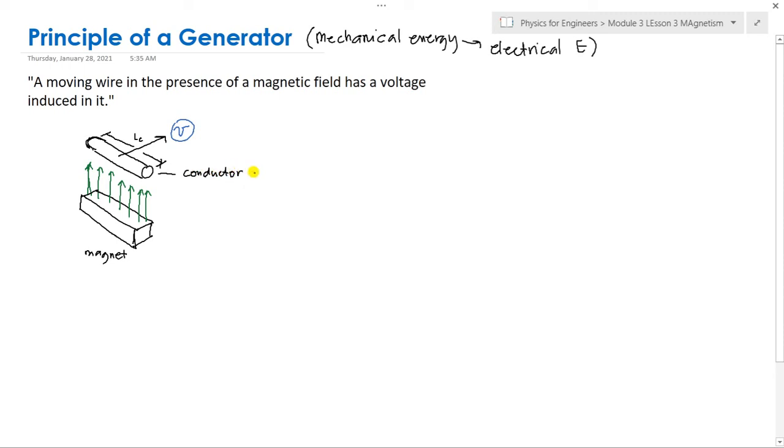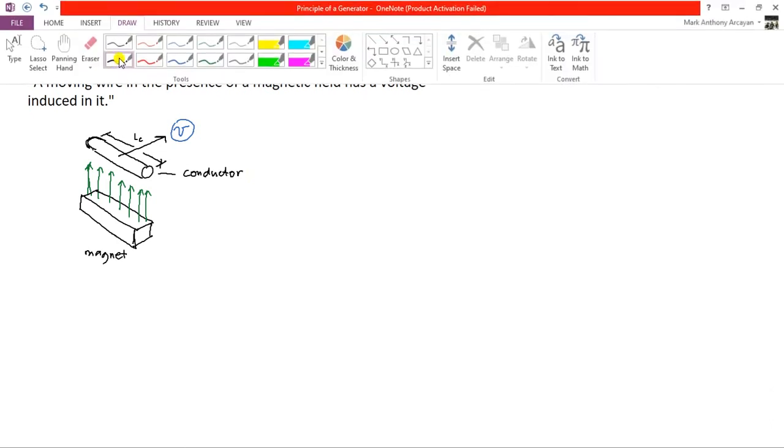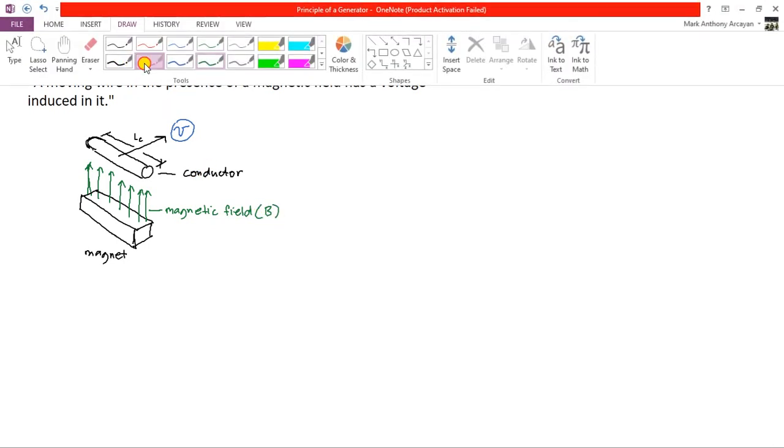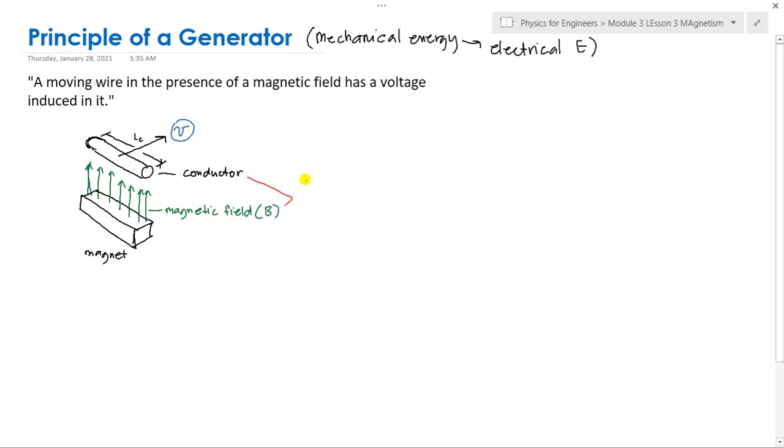in order to have a maximum induced voltage here, the conductor should be perpendicular to your magnetic field. So this is your magnetic field, B. Both this conductor and this magnetic field, in order to produce a maximum voltage here, should be perpendicular to each other.